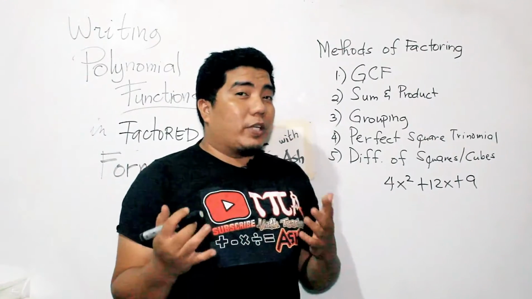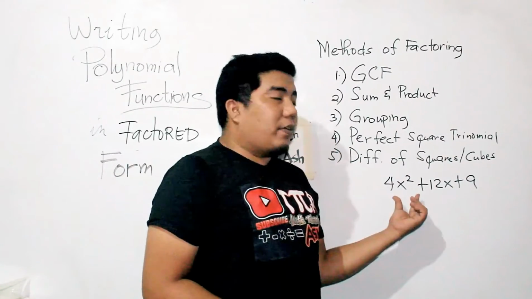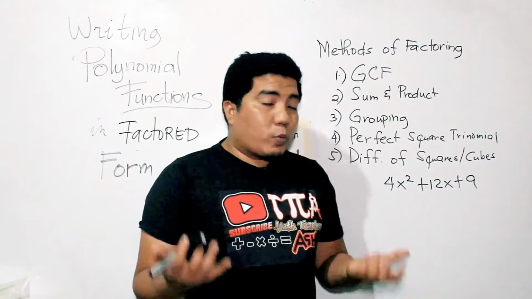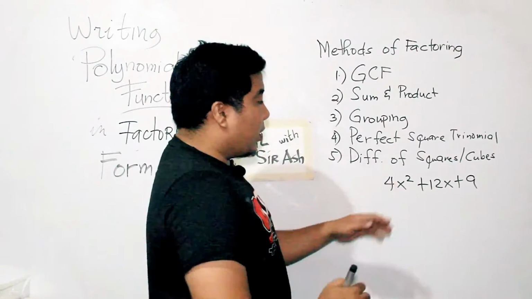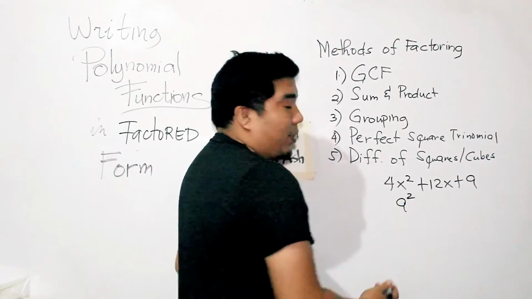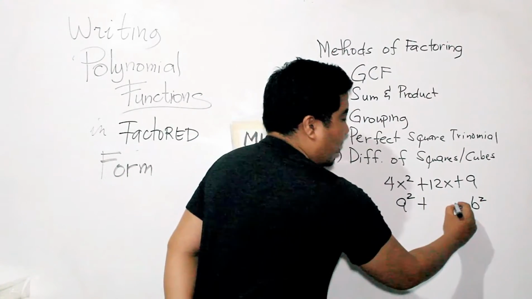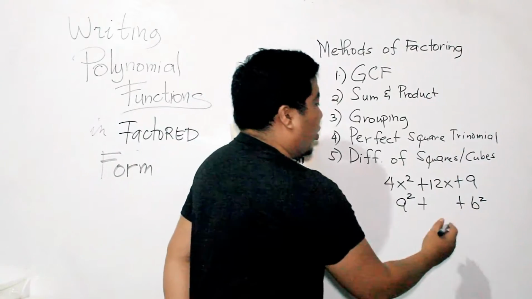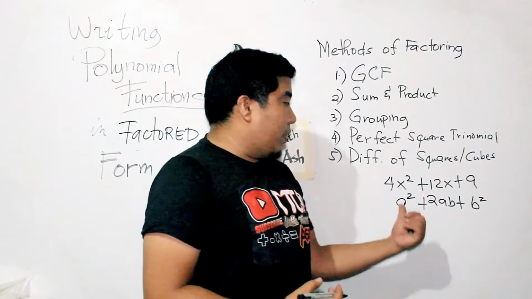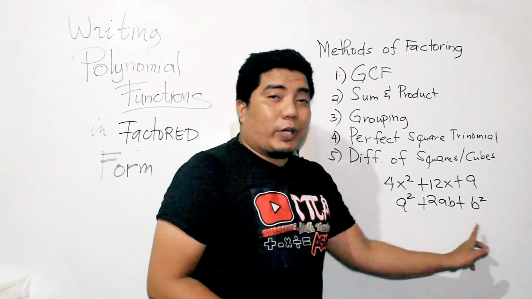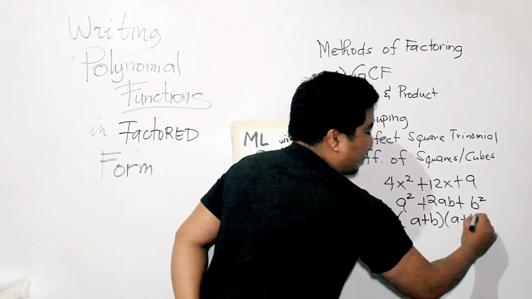Okay, math learners, the perfect square trinomial is basically a trinomial, meaning 3 terms, where the first term and the last term are perfect squares. 4x squared is a perfect square, and 9 is a perfect square. As you can see, this is considered as a squared, right? And this is considered as b squared. Of course, in order for it to be a perfect square trinomial, the middle term is 2ab, meaning twice the product of the square roots of the first and the last term. By this perfect square trinomial, the factor of this is a plus b times a plus b.